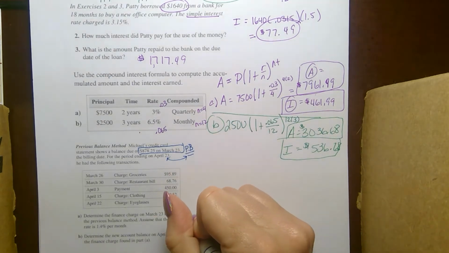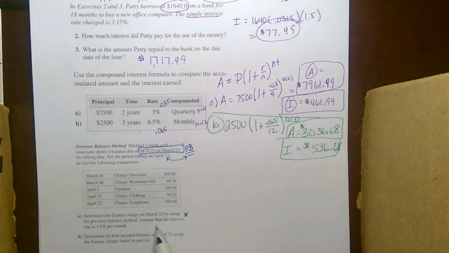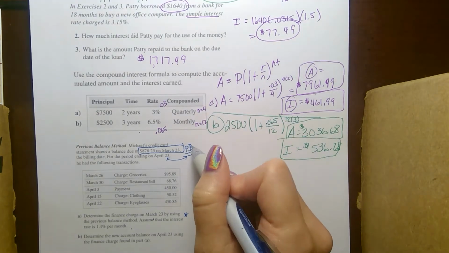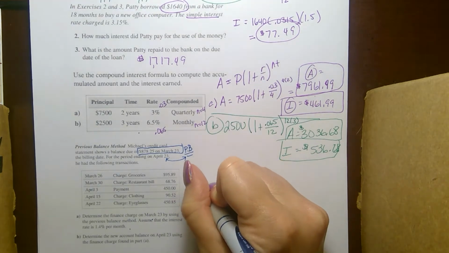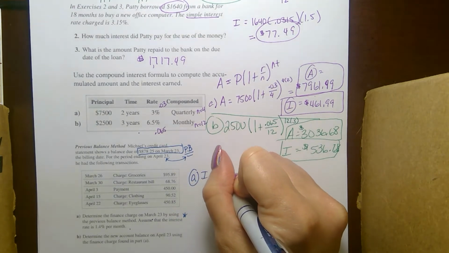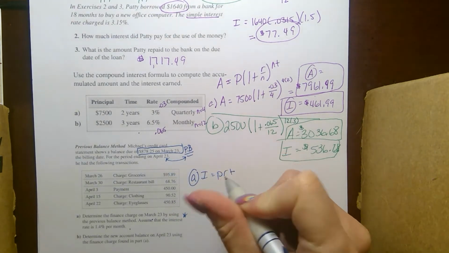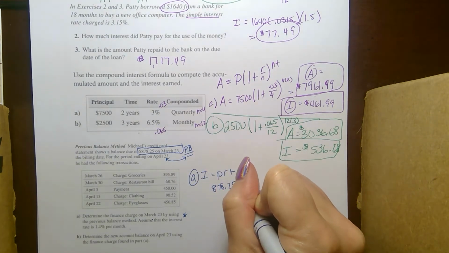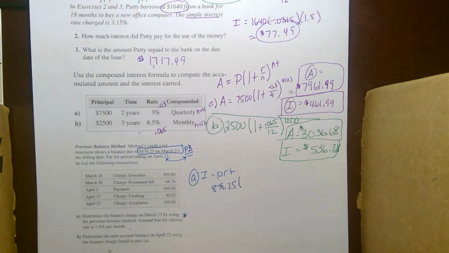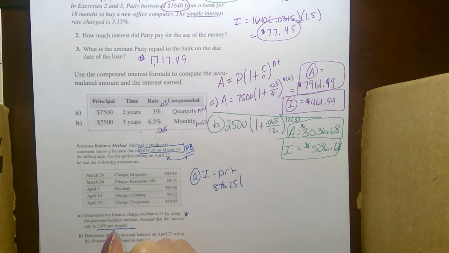So A says to determine the finance charge on March by using that previous balance method. Assume the interest rate is 1.4% per month. So that's just the finance charge on this much money. Finance charge, I'm going to use simple interest. So interest equals principal times rate times time. My principal is $878.25. My rate is 1.4% per month.